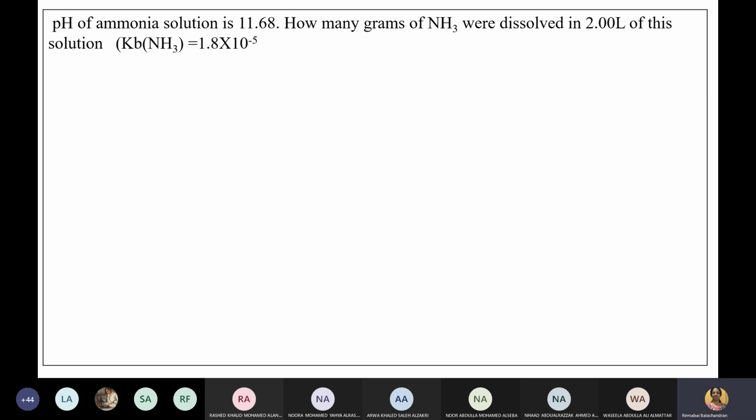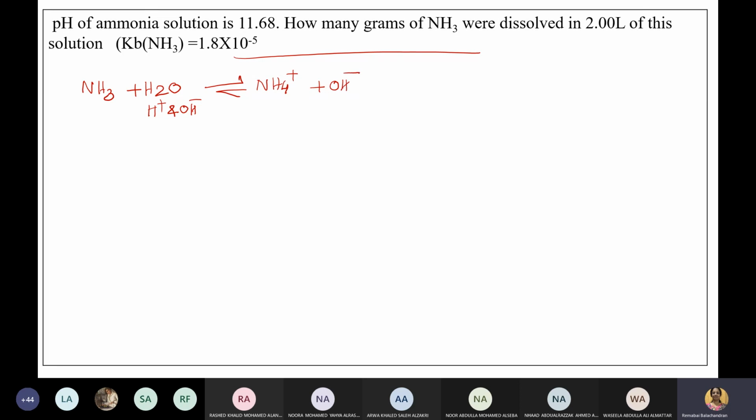The pH of ammonia solution is 11.68. How many grams of NH3 were dissolved in 2 liters of this solution to halve this pH? KB is given. Ammonia is a base. You know the equation for ammonia. NH3 plus H2O will give you NH4 plus and OH minus.